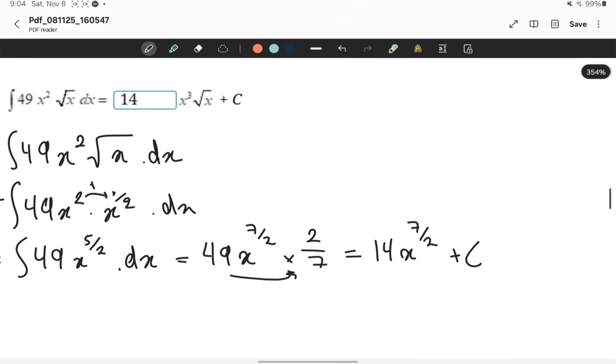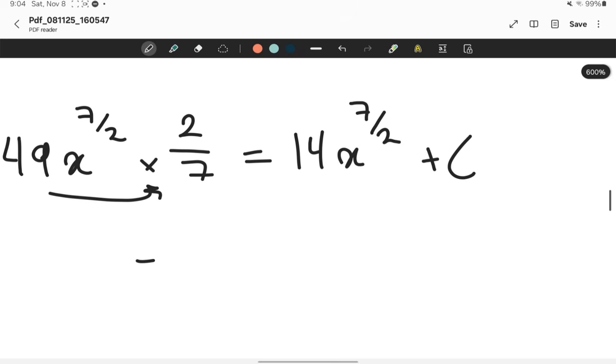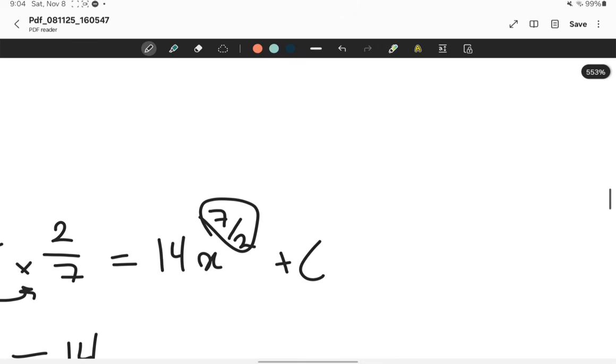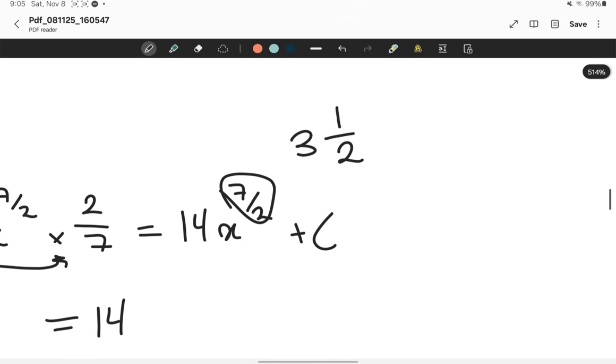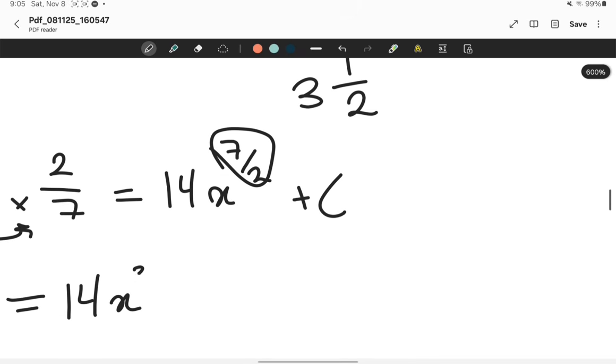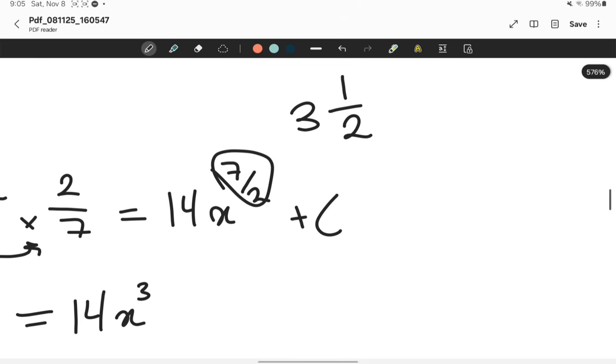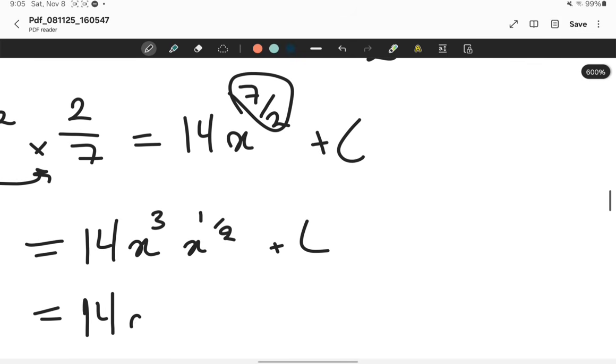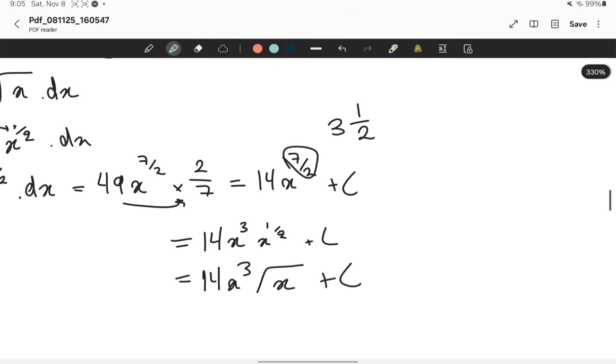Okay, here they're asking for this part simplified. If you needed to simplify it, you could just say it's 14 times. Now the 7 over 2, you could put it on your calculator and make it give you an improper fraction. It would give you 3 into 1 over 2. So that means we have x cubed, and then we still have x to the power of 1 over 2, plus c. So this is the same as saying 14x cubed radical x plus c. And this is your final answer.